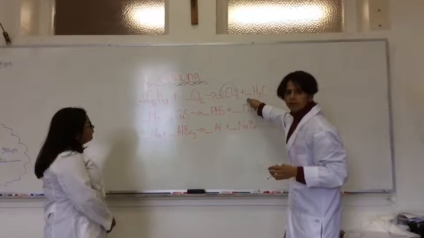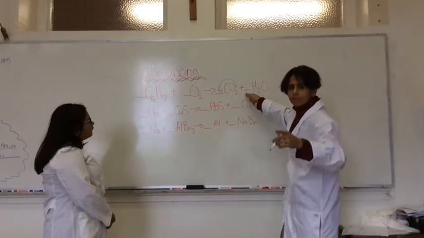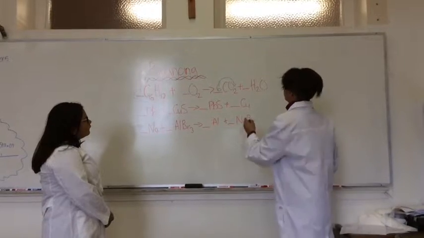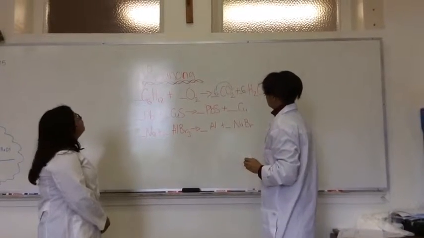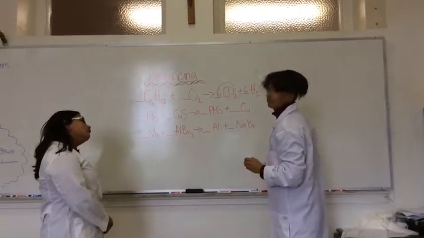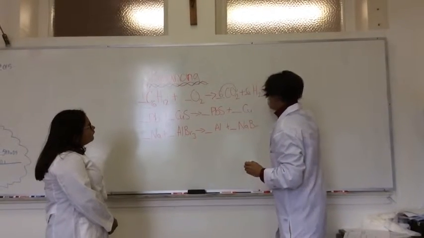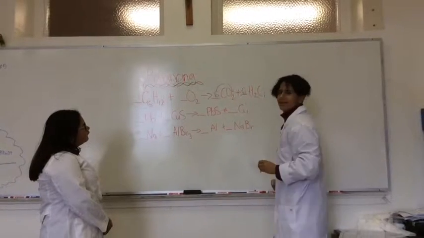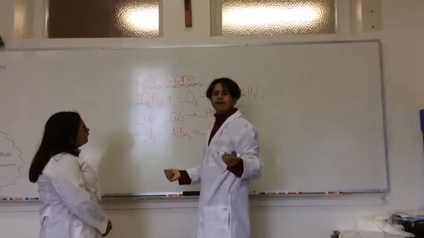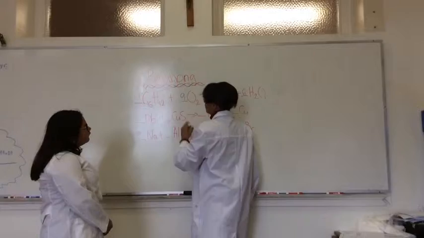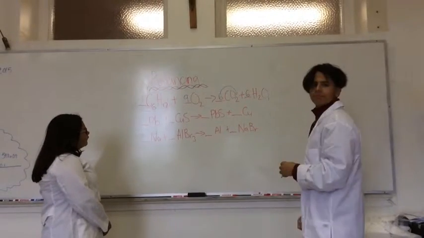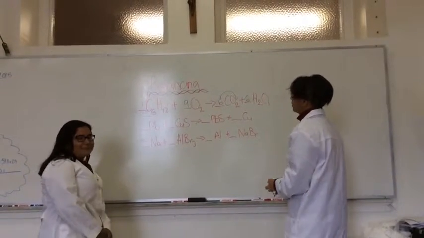2 times what gives me 12? If you said 6, then you're correct. Put a 6 there. Now that means that I have 12 oxygen atoms and 6 more times that 1, that's 18. So 2 times what gives me 18? I think 9. Does that look balanced to you? Yes. I agree.